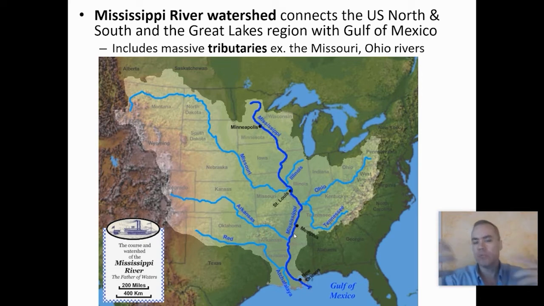And so if watersheds connect communities, this whole area connects the whole Great Lakes of the United States, the Great Plains, and the Gulf of Mexico.